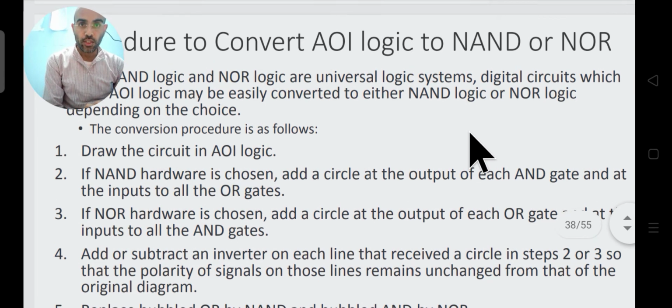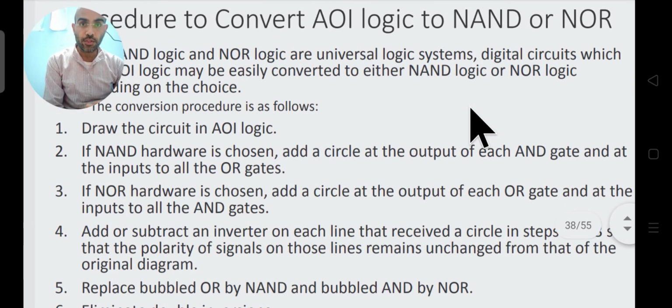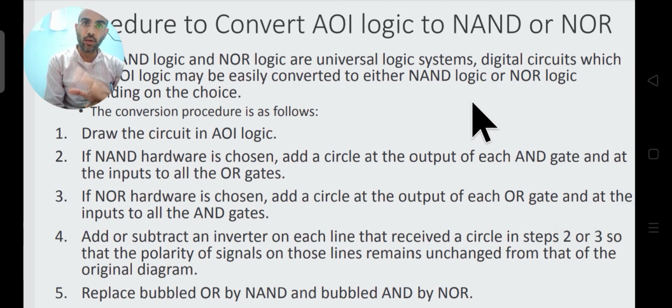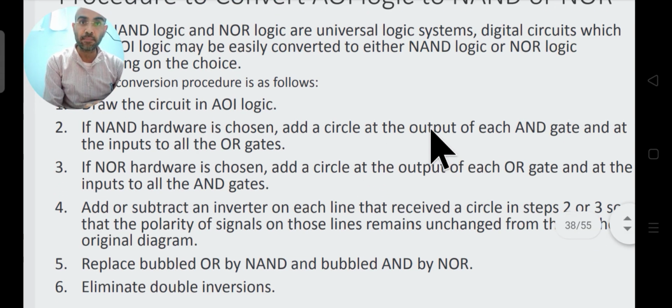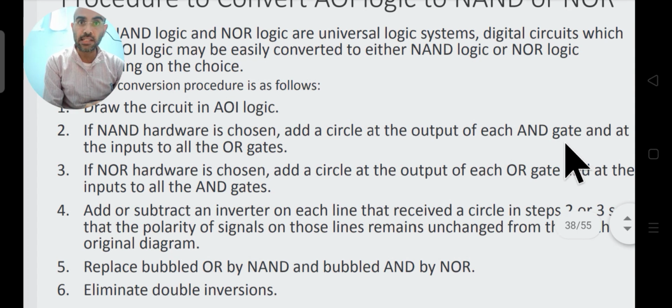What I wanted to tell you is the conversion procedure for any AND or NOT circuit to a NAND or NOR circuit, which is as follows. First we draw the AND or NOT logic circuit. Once we get it, if we want to implement the circuit with the help of NAND gates, we add a circle at the output of each AND gate, and simultaneously at the inputs of all the OR gates.